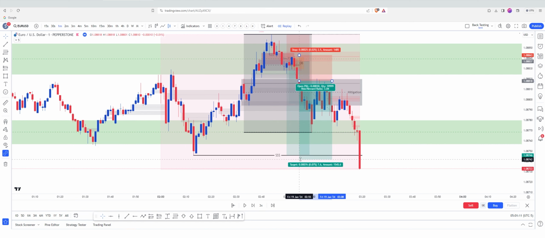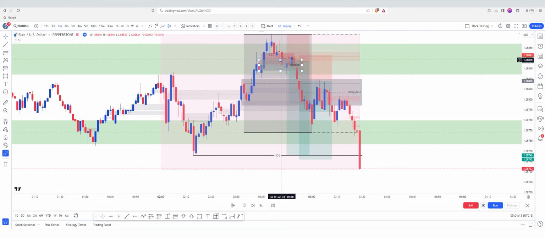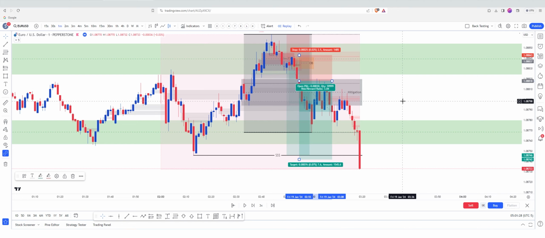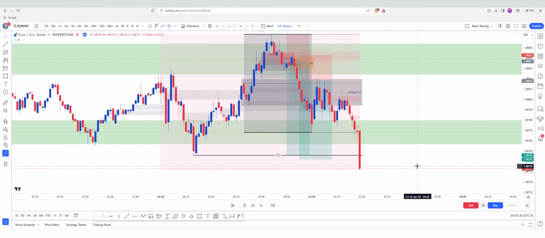There were 2 potential entries at that point. An aggressive 2022 model entry, and a more confirmed entry after we've had the breaker block here, leaving an order block again as additional confluence for our stop loss placement. So that is the first macro.